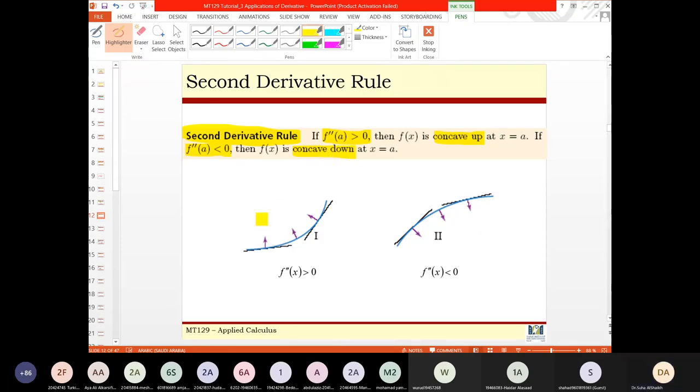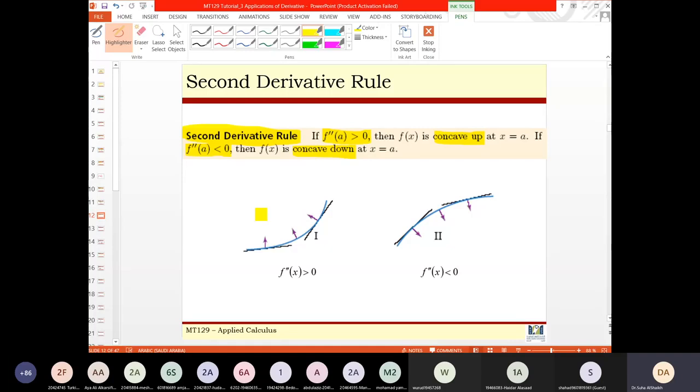Good. فال f dash عطتني increasing decreasing. ال f double dash now will give me concave up or concave down. إذا ال f double dash positive, it's concave up. إذا ال f double dash negative, it is concave down. And this is what we call the second derivative rule.